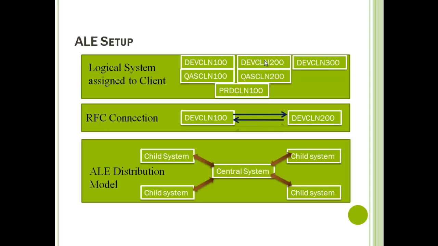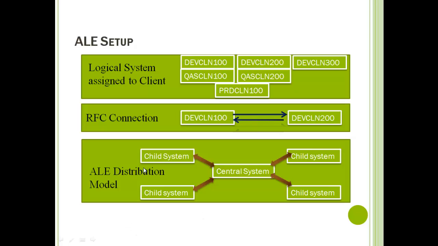that communication between these two logical systems will happen using RFC connections. We already know what an RFC connection is and how to create an RFC connection. The RFC connection is created using the transaction code SM59, and we will also use the same type of RFC, that is the ABAP RFC. In CUA, you need an RFC connection from the parent system to the child system, that means the central system to the child system, as well as one RFC connection back from the child system to the central system.